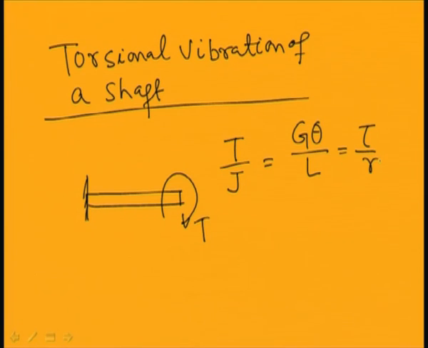Here T is the applied torque, J is the polar moment of inertia of the cross section, G is the rigidity modulus, and theta is the rotation. L is the length of this rod or shaft, tau is the shear stress, and R is the radius of the shaft. To derive the equation of motion and find the torsional vibration of the shaft, I can take a small section of the shaft.